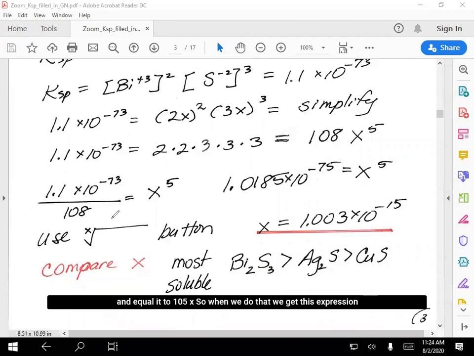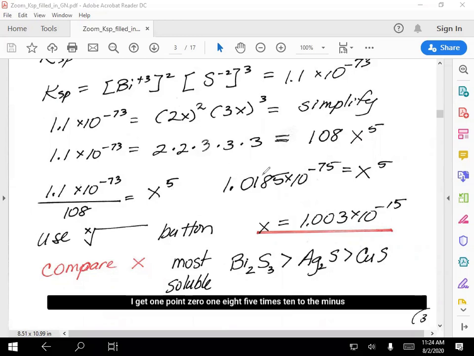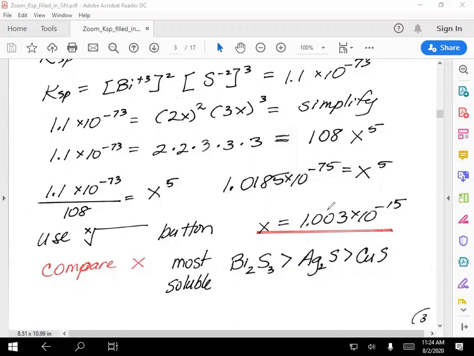So when we do that, we get this expression when we isolate for x. And then when I divide the 1.1 times 10 to the minus 73 by 108, I get 1.0185 times 10 to the minus 75 equals x to the power of 5. So you should have on your calculator a button that looks like this. You should be able to find this button and then solve for x.